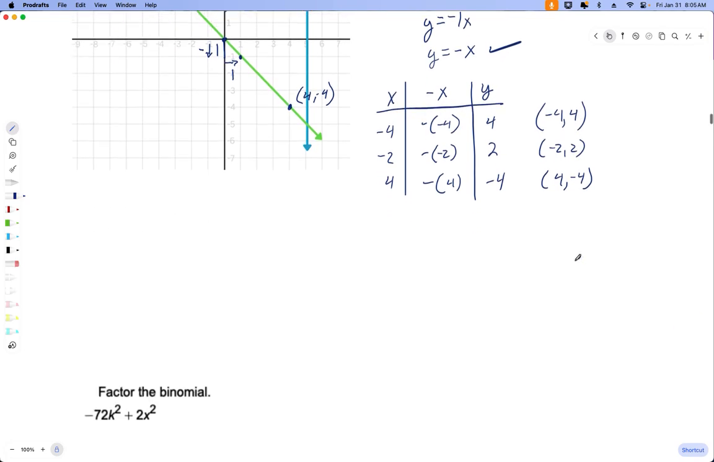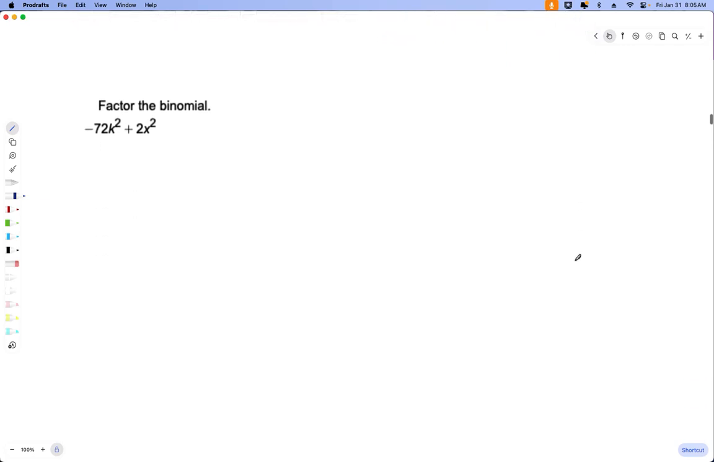All right, let's look at the next one. Here we want to factor the binomial. So the first thing that I see is that both of these coefficients in front of the variable, they're both even numbers. So that means I can take 2 out and reduce this to negative 36k squared plus x squared.